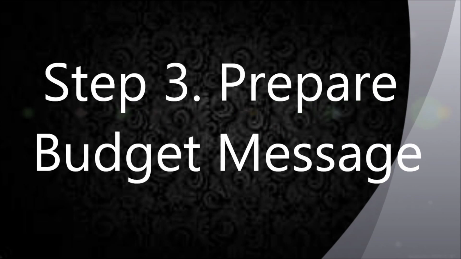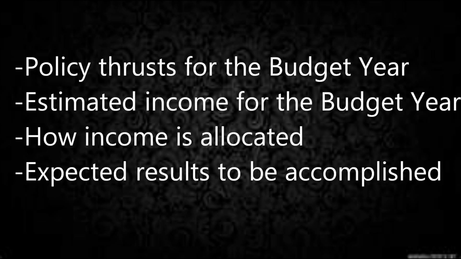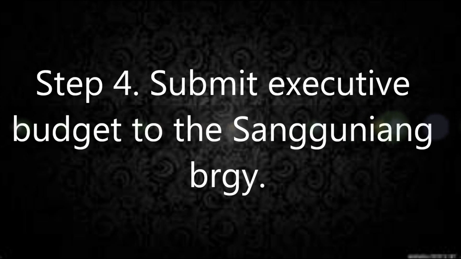Step 3. Prepare budget message. The contents of the budget message are policy thrust for the budget year, estimated income for the budget year, how income is allocated, and expected results to be accomplished. Step 4. Submit executive budget to the Sangguniang Barangay. Submit the executive budget or appropriations bill on or before October 16.